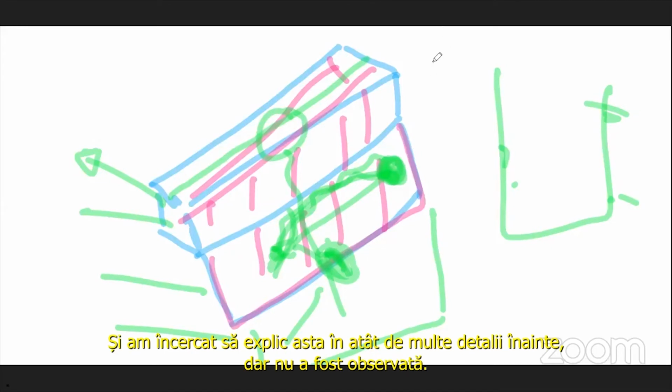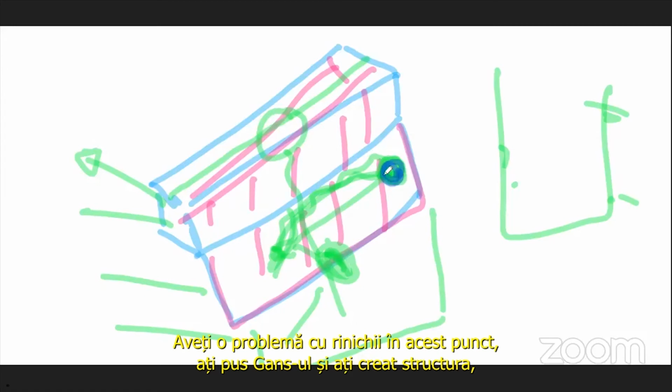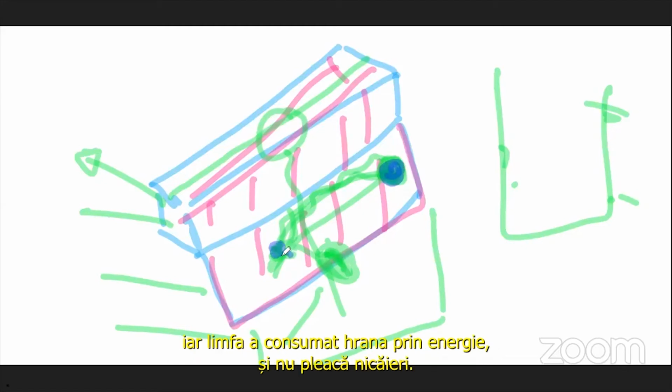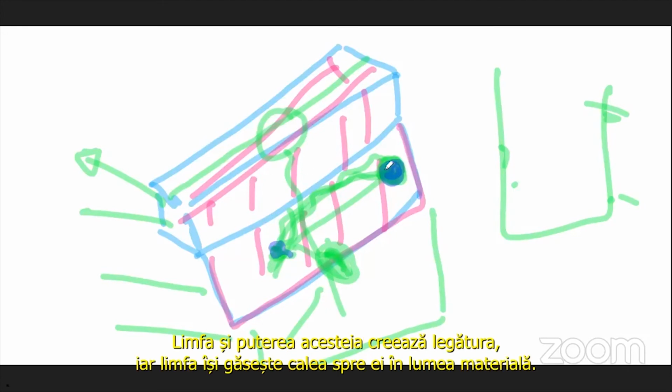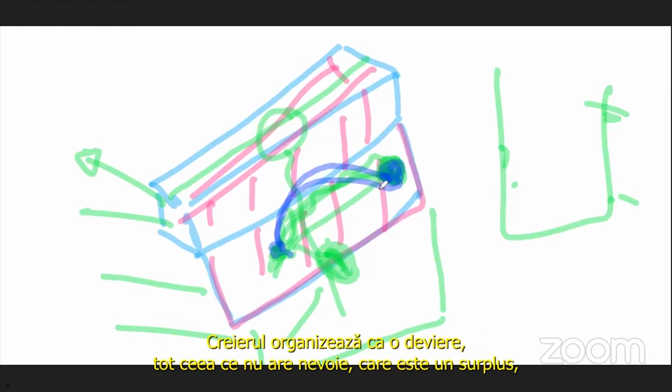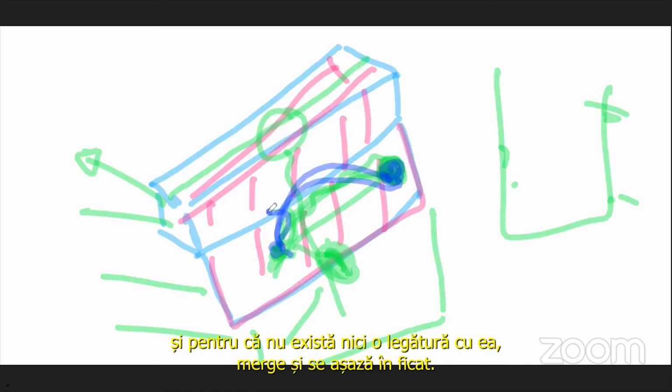And I've tried to explain this in so many details before, but it has passed. You have a problem in your kidney at this point. You have put the GaNS and you made the structure, and the lymph has digested the food through the energy. It just doesn't go anywhere. The lymph and the strength of this link up, and the lymph finds its way in the physical matter to it. Brain organizes as a diversion whatever it does not need, it is surplus, there is no link to it. It goes and stays in your liver.